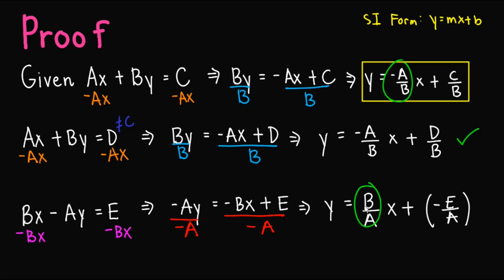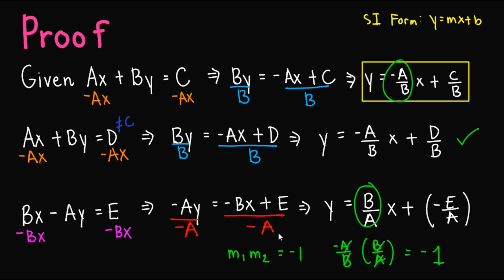Or, to show that these two are indeed perpendicular, take note that in perpendicular lines, the product of their slopes must be equal to negative 1. If we do that here, we'll have negative a over b times b over a. So this cancels, and we'll be left with negative 1. So this is indeed true.